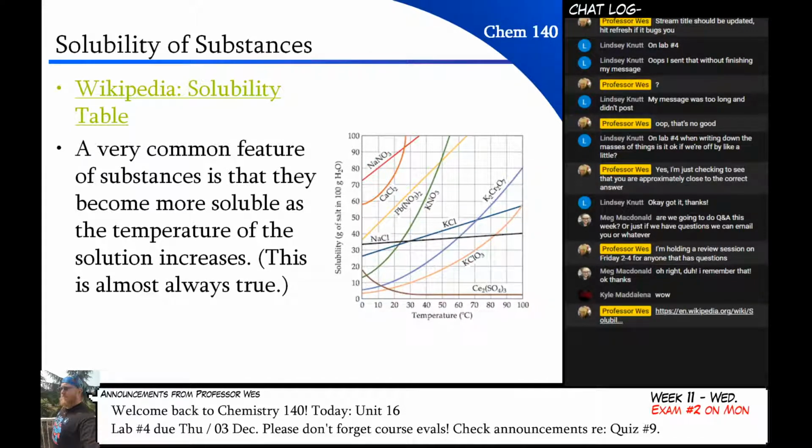You see this cerium sulfate thing doesn't get more soluble. This one down here is an exception, and this has to do with thermodynamics. When you make that solution, the solution gets cold, or something like that. I don't know the exact details, but it has to do with thermodynamics. So it's not universally true, but it is very often true.